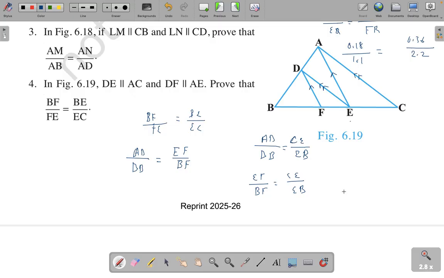Yes. So now we have to flip it. So BF upon EF is equal to BE upon CE. Right? Any doubt?